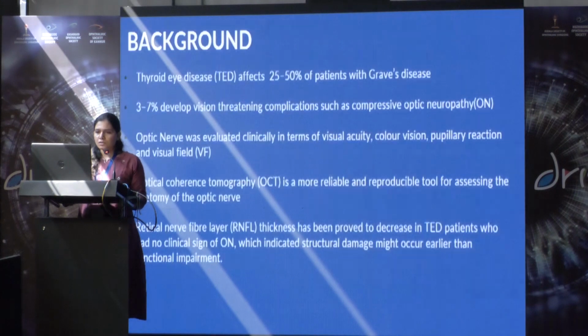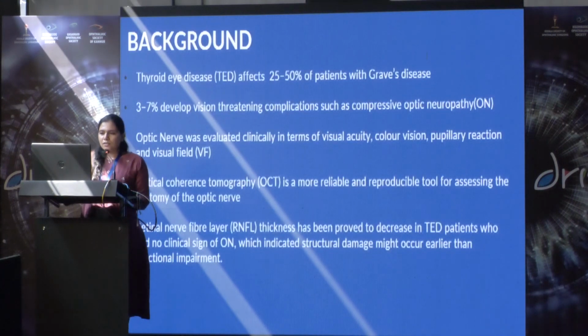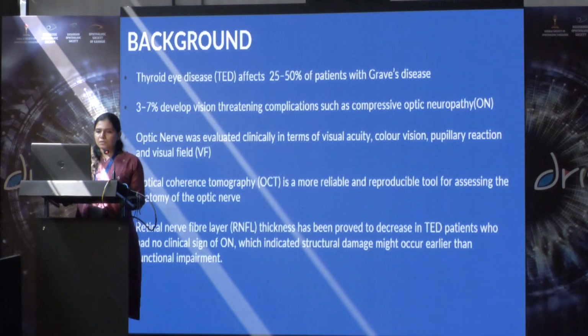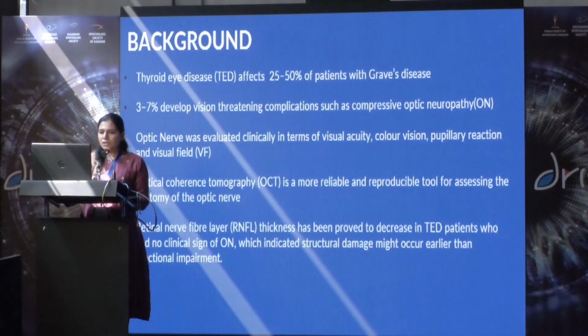I'm presenting the study on comparison of optic nerve head changes in patients with thyroid orbitopathy and age-matched normal individuals. The background of the study: thyroid eye disease affects 25 to 50% of patients with Graves' disease, and around 3 to 7% develop vision-threatening complications such as optic neuropathy.